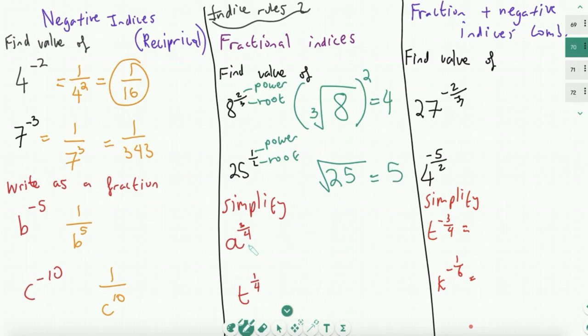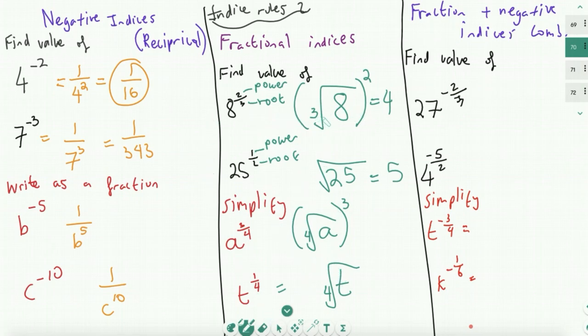Let's simplify a to the power of 3/4, where we're going to root it by 4 and then power by 3. Last one, we're going to root t by 4 and power it by 1, which we don't need to put. And that would be our answer.